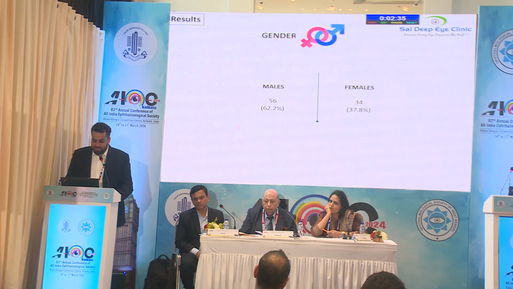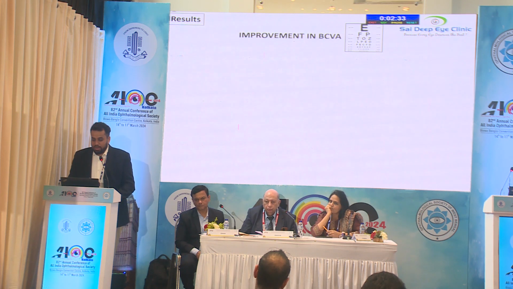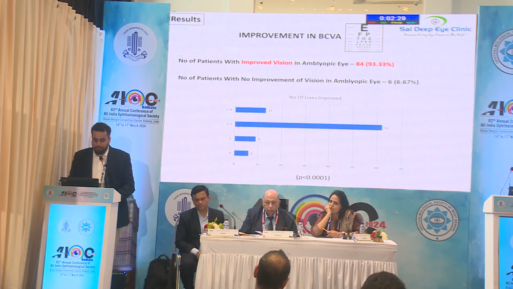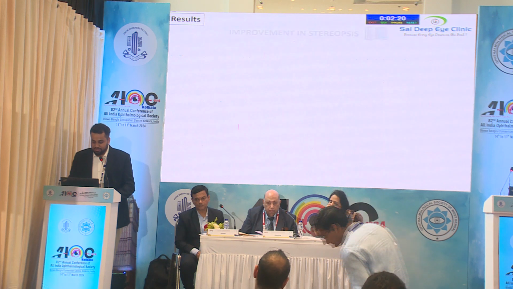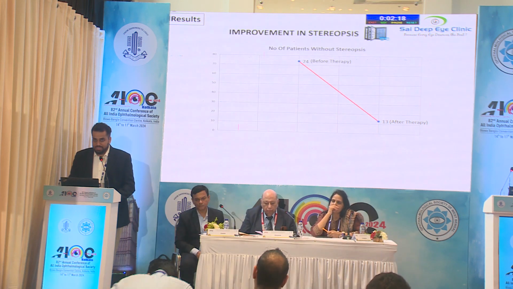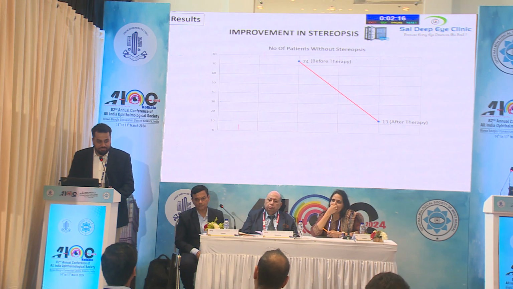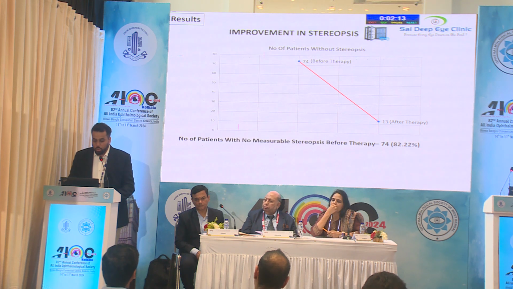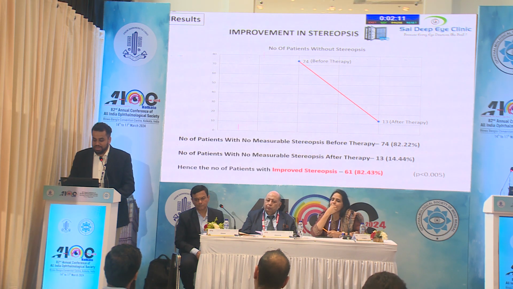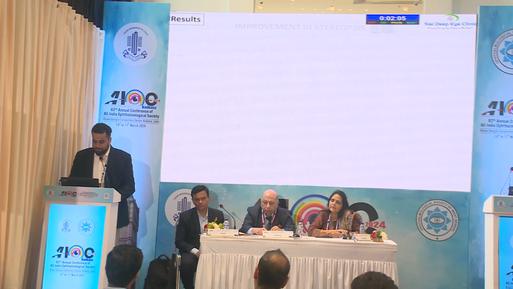There was no gender bias in the group. Improvement of BCVA: almost 93% of the patients showed an improvement in the best corrected visual acuity, and only six patients out of the 92, that is 6.67%, showed no improvement, which is statistically significant. Improvement in stereopsis: at the start of the study, 74 out of the 92 patients had no stereopsis, whereas at the end of the study, only 13 patients had no stereopsis. So 82% got an improvement of stereopsis with the therapy.